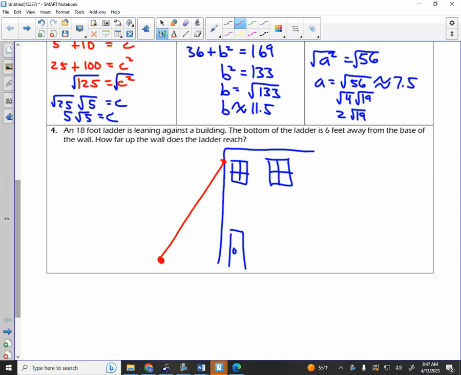It says the ladder is 18 feet tall. The bottom of the ladder is 6 feet away from the base of the wall. How far up the wall does the ladder reach? Where do I put my 18 and my 6? The 18 goes on the ladder because it says the ladder is 18 feet tall, and then this bottom part here is 6. The question is, how far up the wall does it reach? I'll call that B.